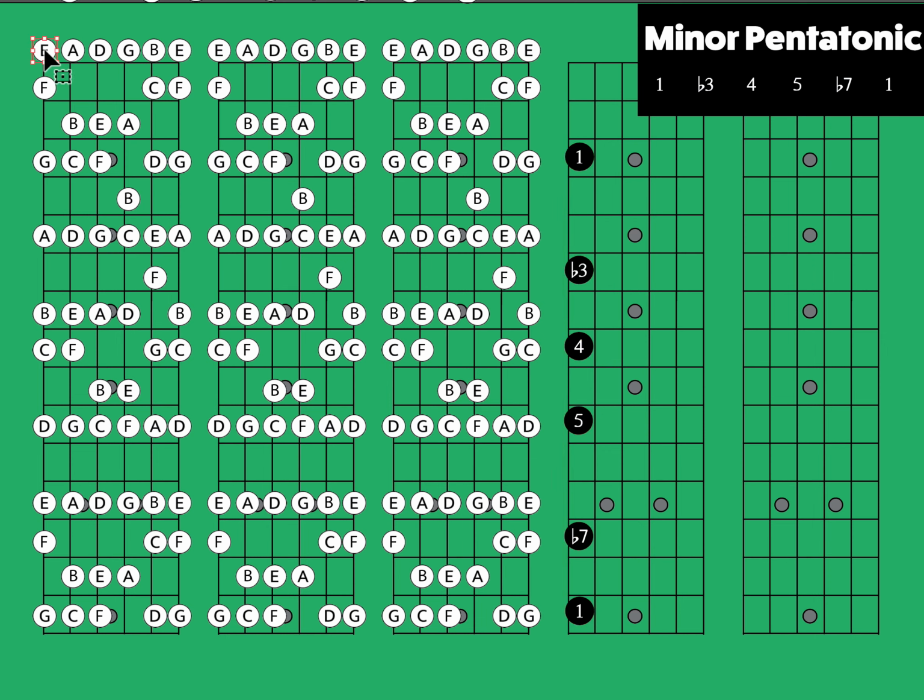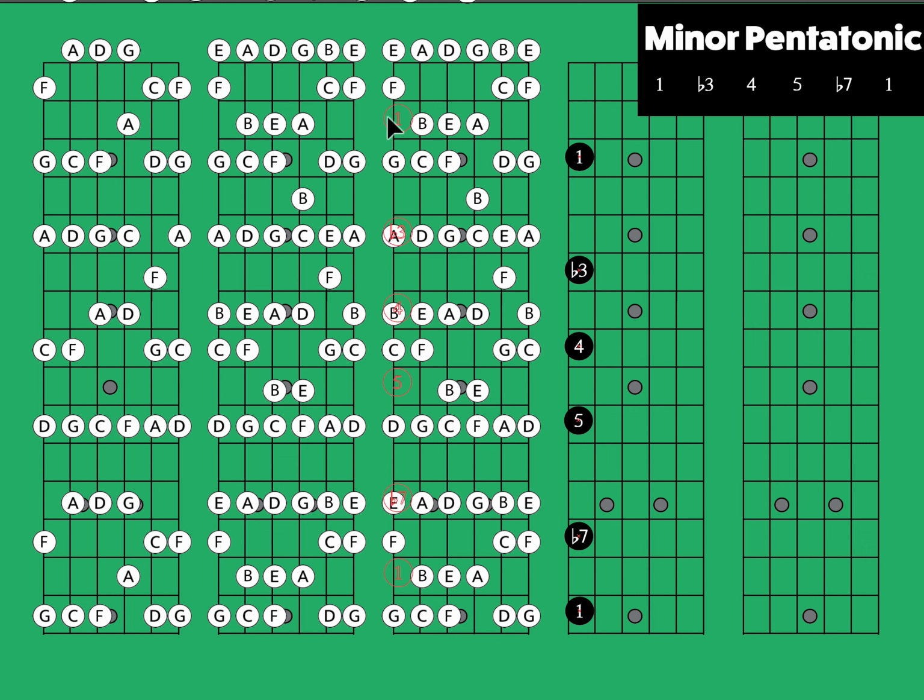I'm going to eliminate all E's and B's. Now if you know your pentatonic scale forms across all 6 strings, you can see the emergence of those right in here.